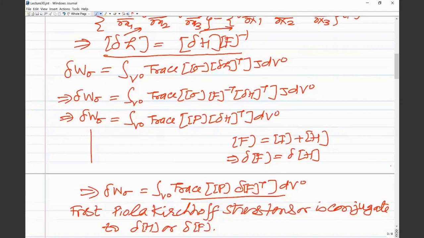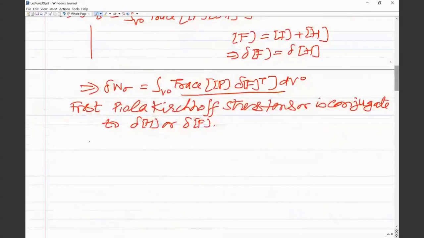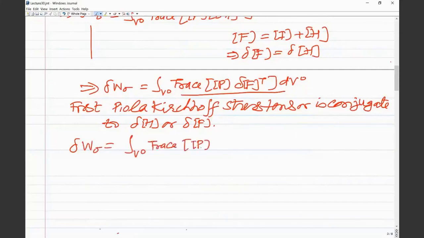Now we have written this in terms of the first Kirchhoff stress tensor. Now we want to write it in terms of the second Kirchhoff stress tensor. So again I start with delta W sigma equal to integration over V naught of trace of, basically, P into delta H transpose.